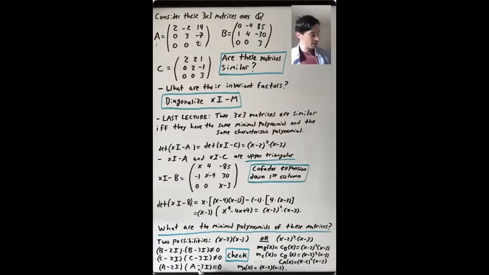A minus 2I times A minus 3I is 0. And the easiest way to check that is to just multiply them. So you should check all of these things so that you really believe me. And this completely determines the minimal polynomial.